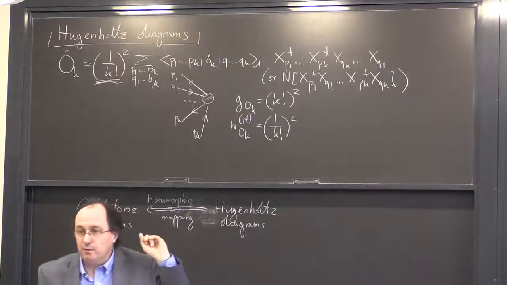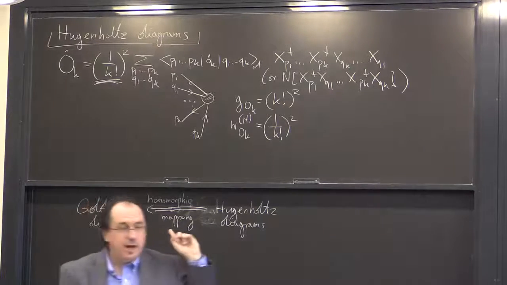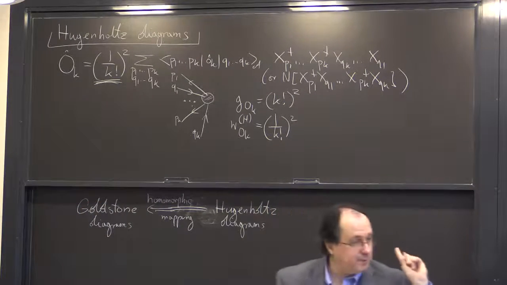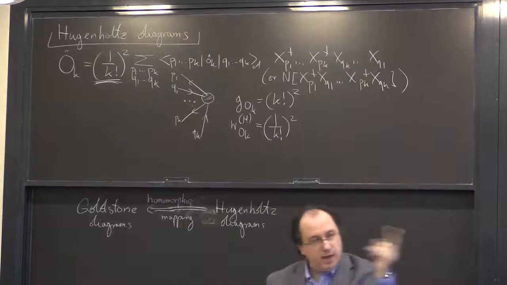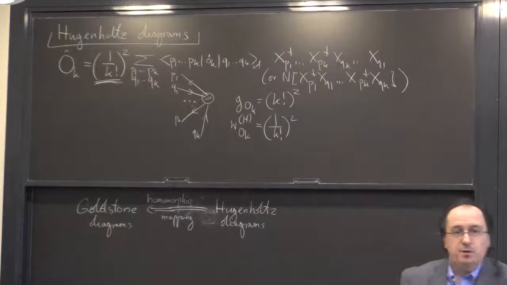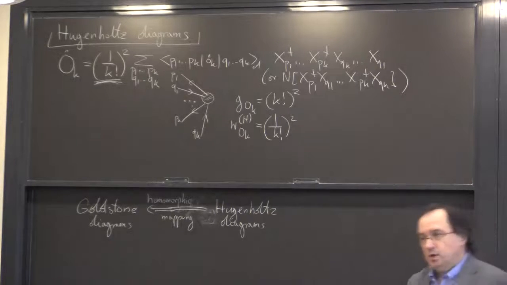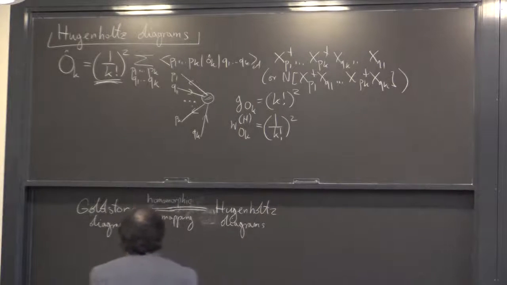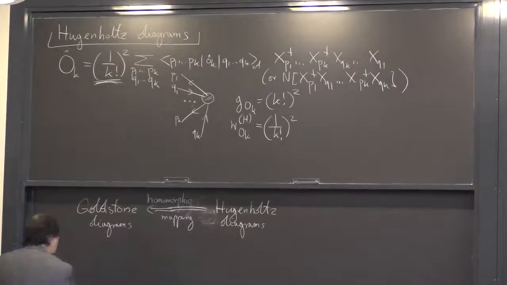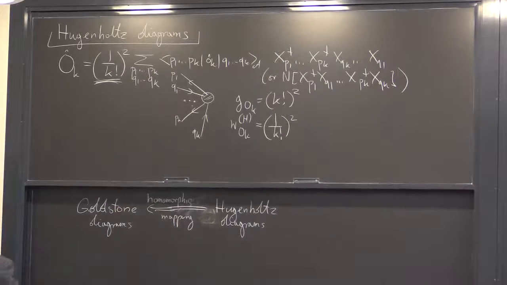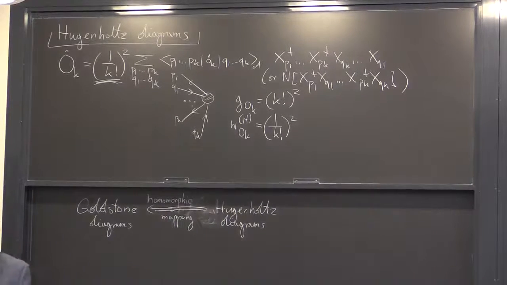That's why I said homomorphism or homomorphic mapping, not isomorphic, because that's not a one-to-one correspondence usually. Sometimes you have a one-to-one, because it so happens that your Hugenholtz diagram looks that way. But usually you should expect multiple Goldstone diagrams corresponding to a given Hugenholtz. And we're going to use this homomorphic mapping to come up with a proper procedure of determining the sign factors. But let's first talk about this homomorphic mapping.